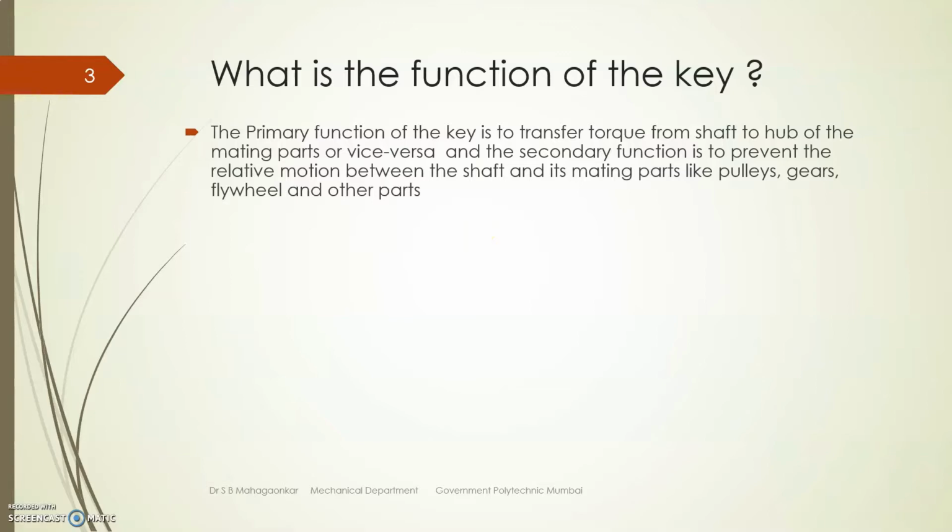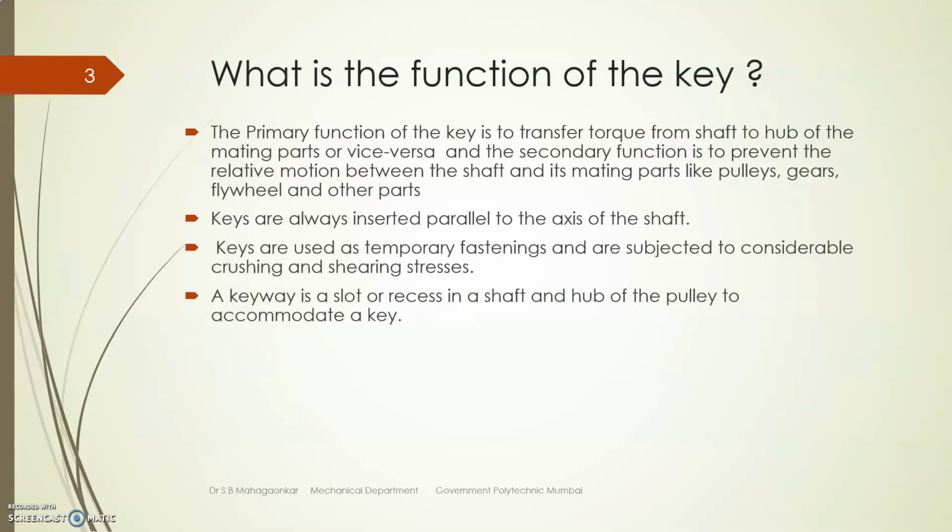Anyhow, with the belts and all, we are not getting 100% transmission of torque from one shaft to another shaft. So that is a different aspect. Keys are always inserted parallel to the axis of the shaft. We provide the keyways in the shaft as well as in the hub. The key is a different material, so definitely we are going to get contact stresses. That is a type of crushing failure you are going to get. And since it transfers torque, there is shearing stress. So it is designed based on crushing and shearing stress.